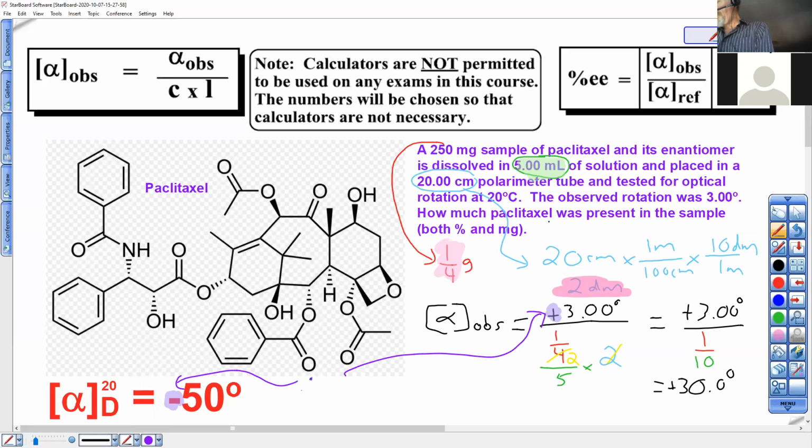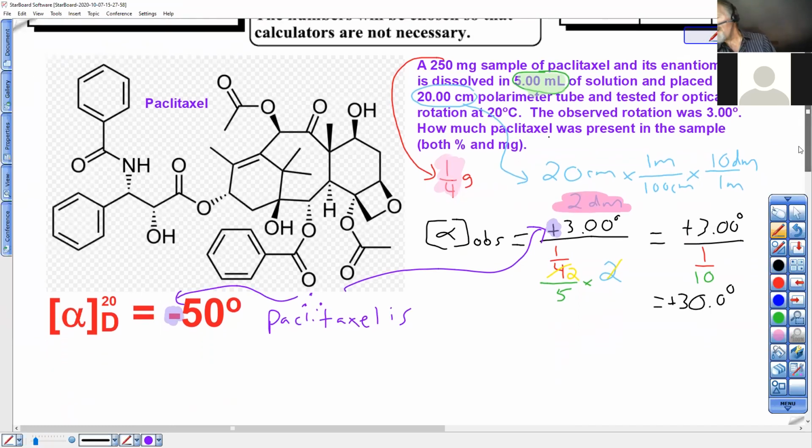Here's my symbol for therefore. Paclitaxel is, the only question you have here, do those signs match or do they not match? If they match, paclitaxel is the major isomer. And if they don't, such as in this question, paclitaxel is minor.